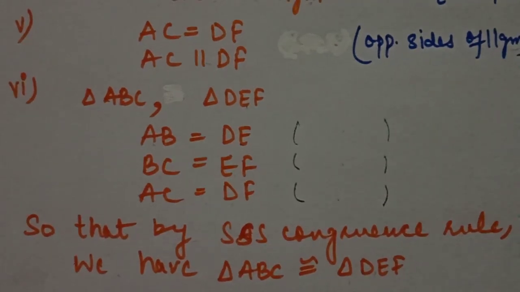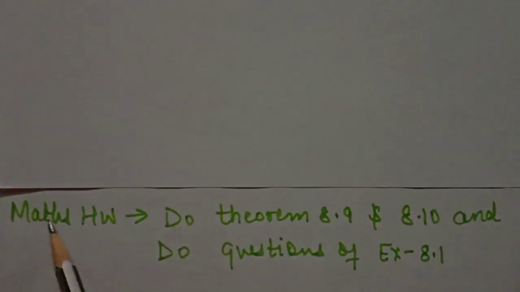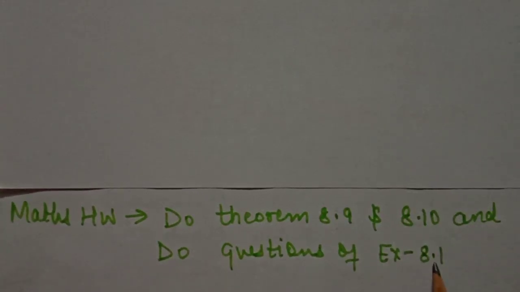Now it's turn for your homework. So students, today's maths homework is to do theorem 8.9 and theorem 8.10 in your homework notebook. You have to write and learn these two theorems and do the questions of exercise 8.1 in your homework notebook. You have to try and attempt all the questions along with the classwork questions, and in the next lecture we will discuss the remaining questions in your homework solution.